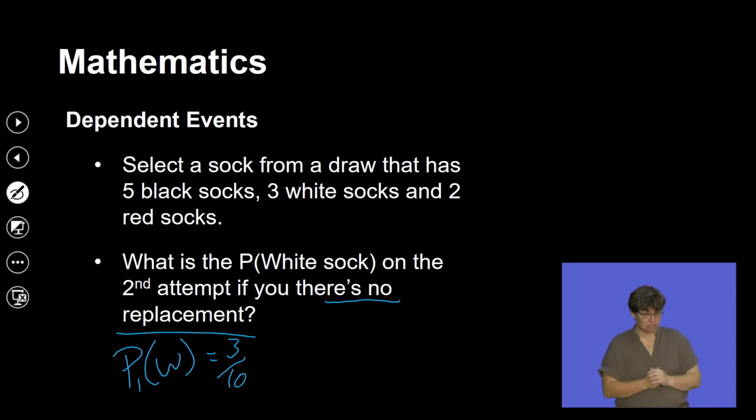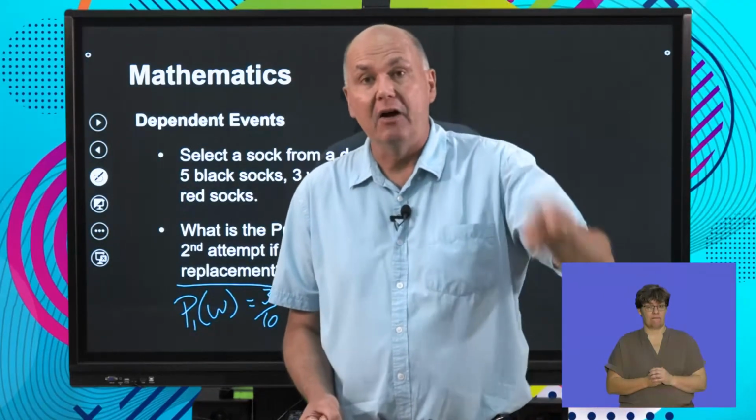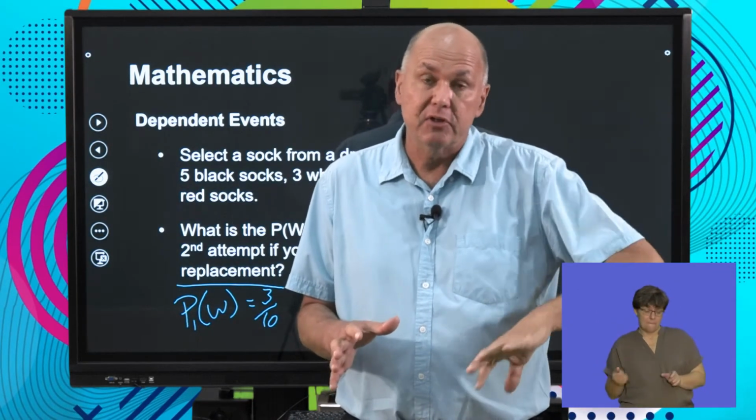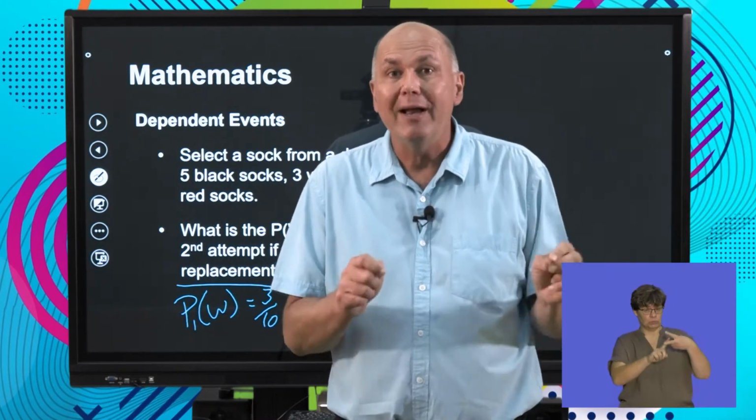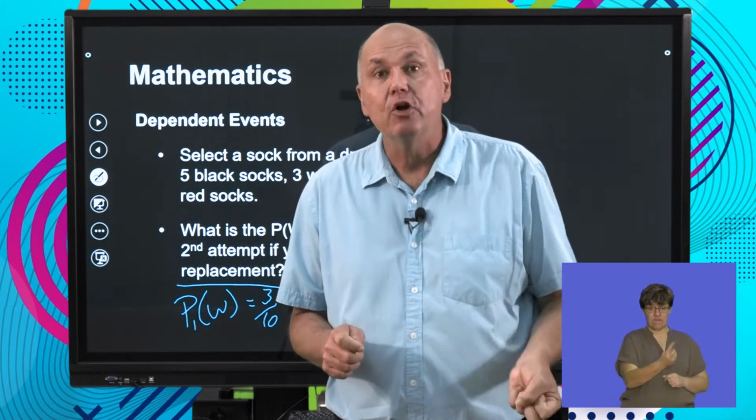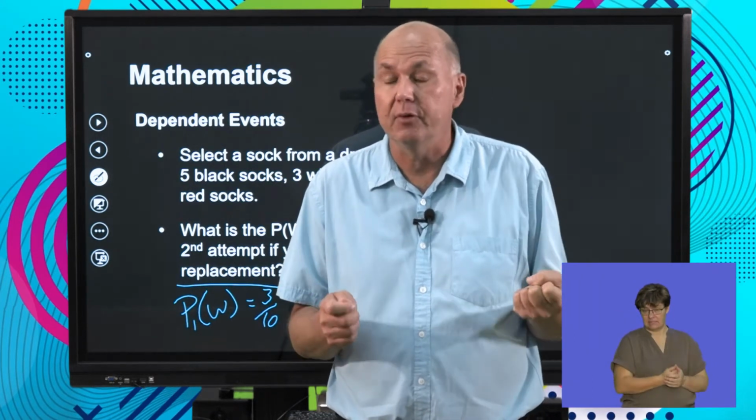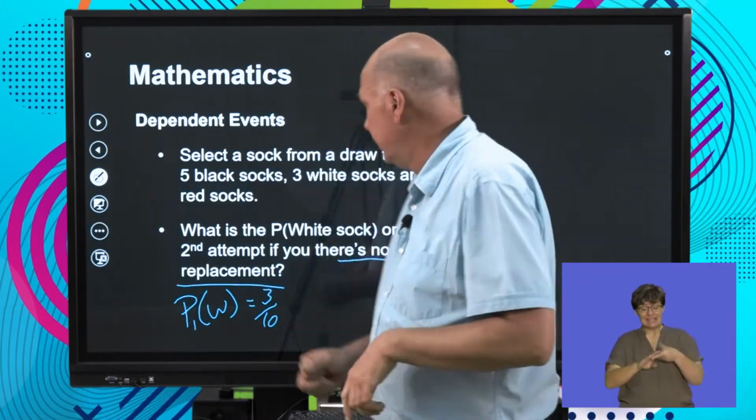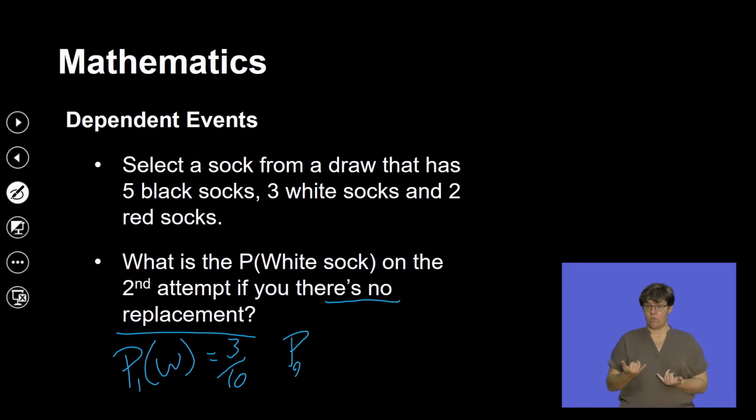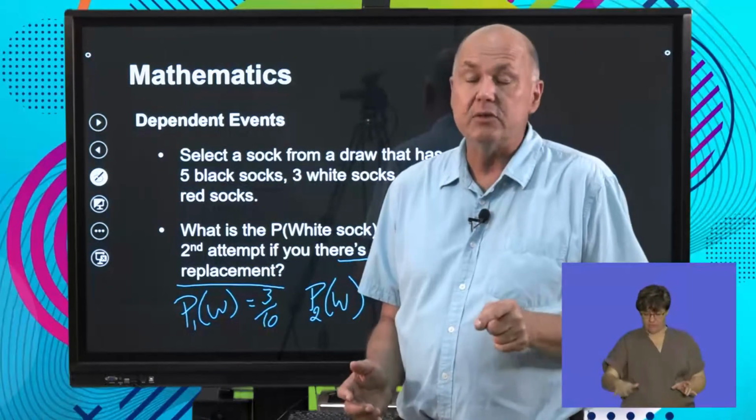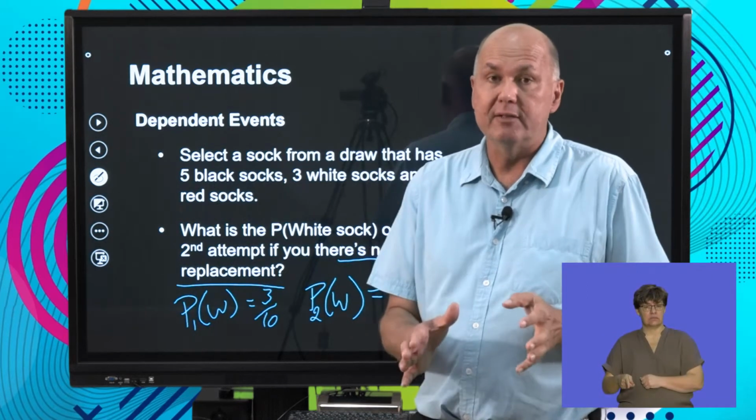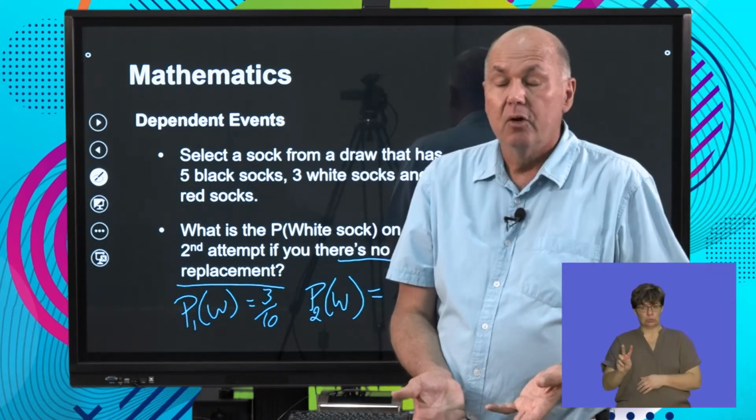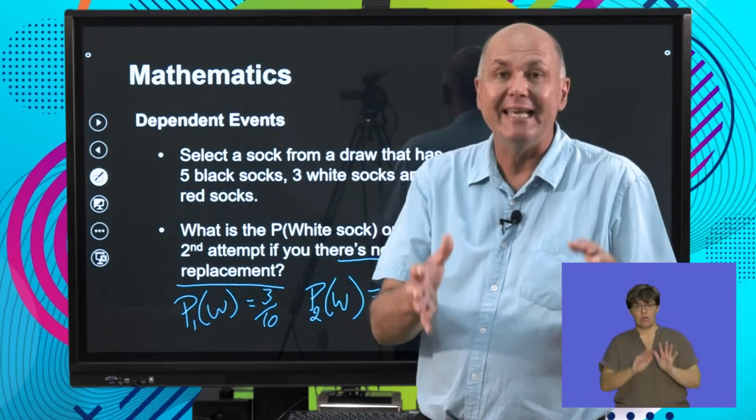Now, if I am going to take out another sock, and I'm not replacing the sock that I took out, there are two possibilities. The one possibility is in the first event, I could have taken out a white sock. Let's say I took out the white sock. Then in the second event, notice what I've got. This is the probability of the second event. There's no replacement now. In the second event, how many white socks are left? Well, if I didn't put the white sock that I took out back, then I've got one less white sock. So I've now got two white socks. What's the total sample space? Well, the total sample space is no longer 10, it's 9.